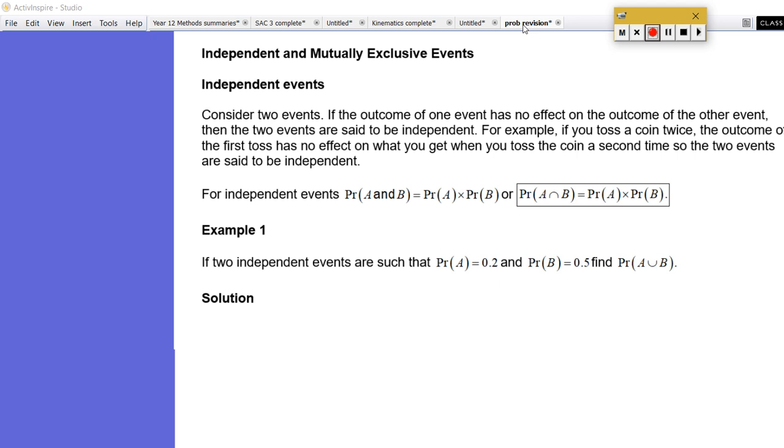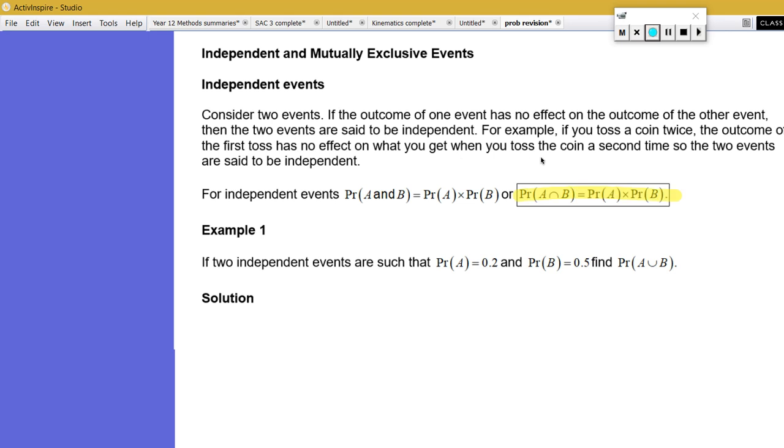So there's a very, very important little formula to remember for independent events. When you see that rule there, that the probability of the intersection between A and B is equal to the probability of A times the probability of B, you have to remember that that rule is relevant for independent events, so in those contexts where the probability does not change each time you perform the experiment. So in this instance here in example 1, we're told that the events are independent and we're asked to find the probability of A union B.